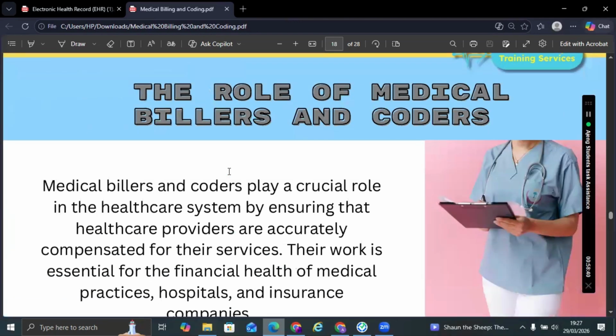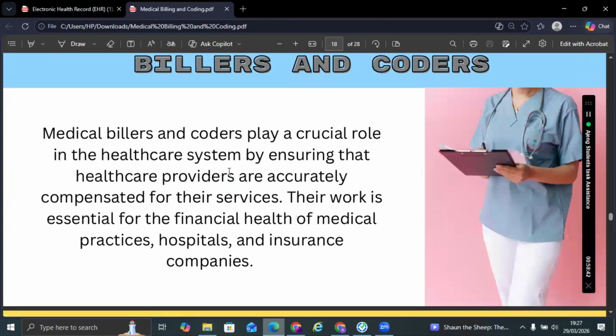The role of medical billers and coders. Medical billers and coders play a crucial role in the healthcare system by ensuring that healthcare providers are accurately compensated for their services. Their work is essential for the financial health of medical practices, hospitals, and insurance companies.